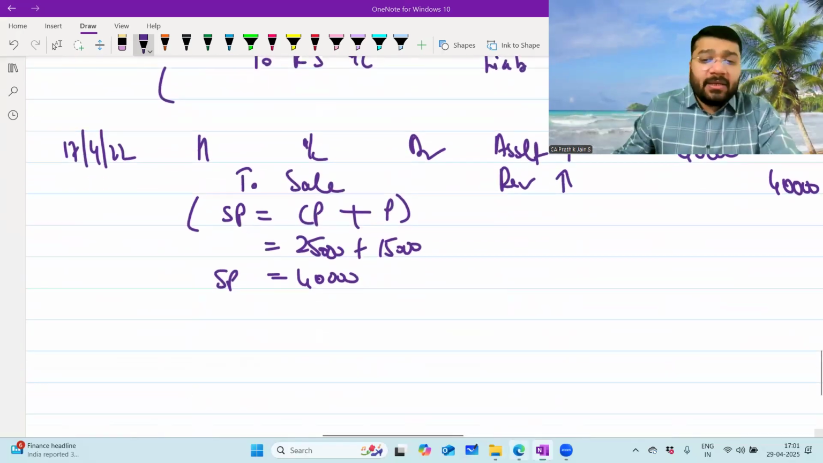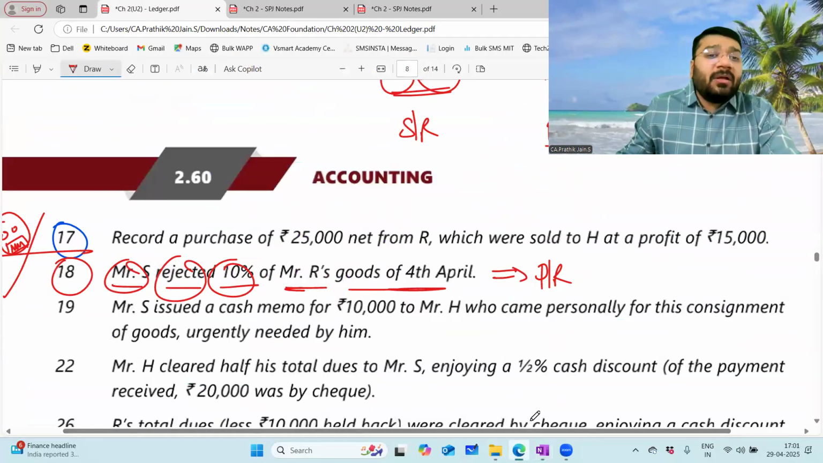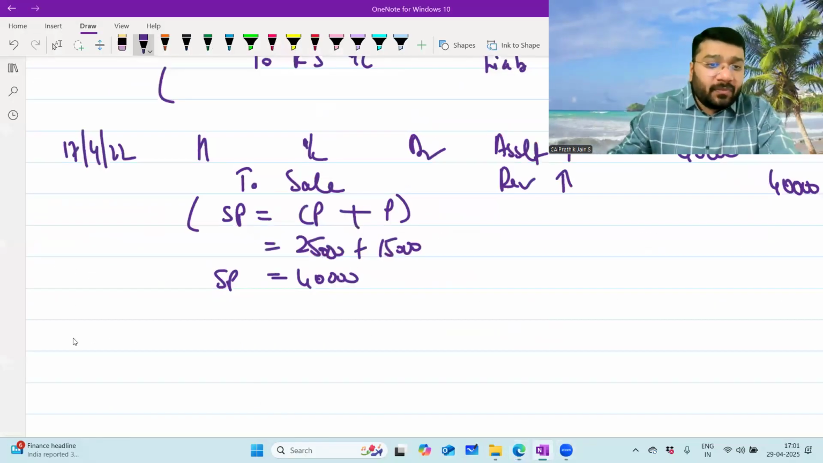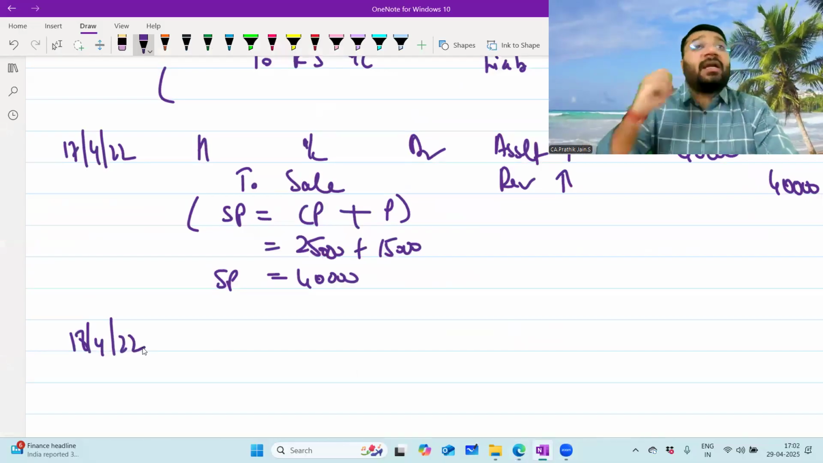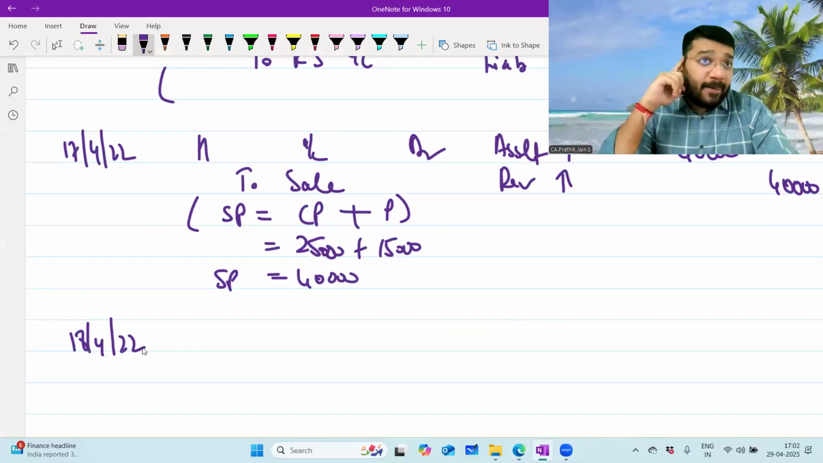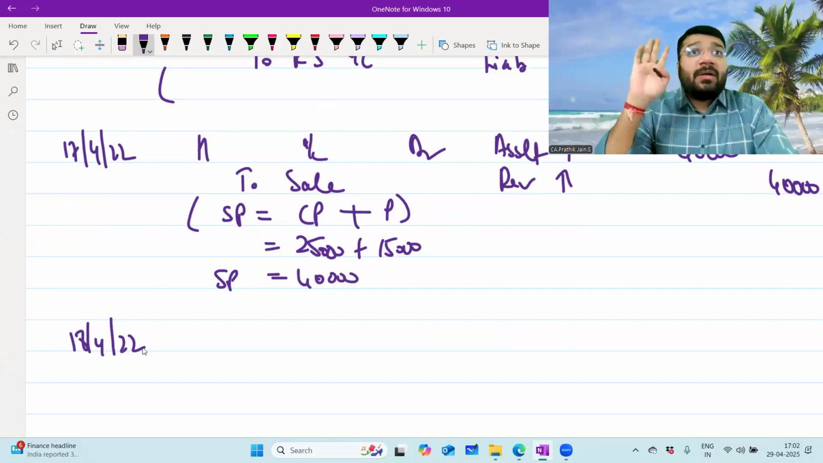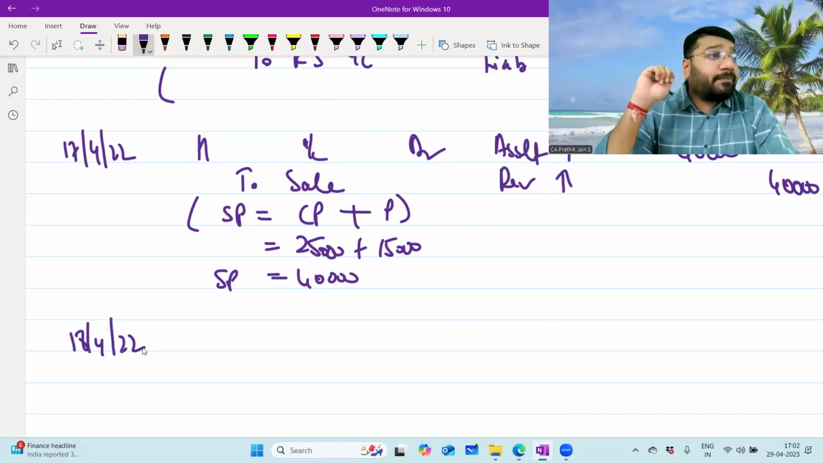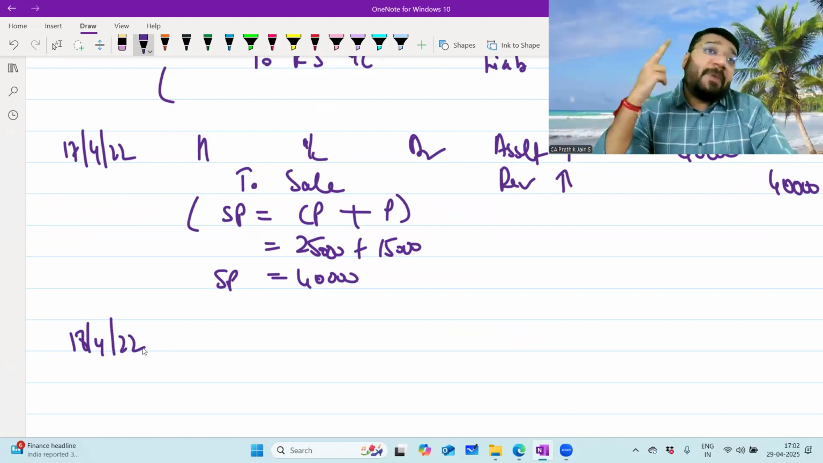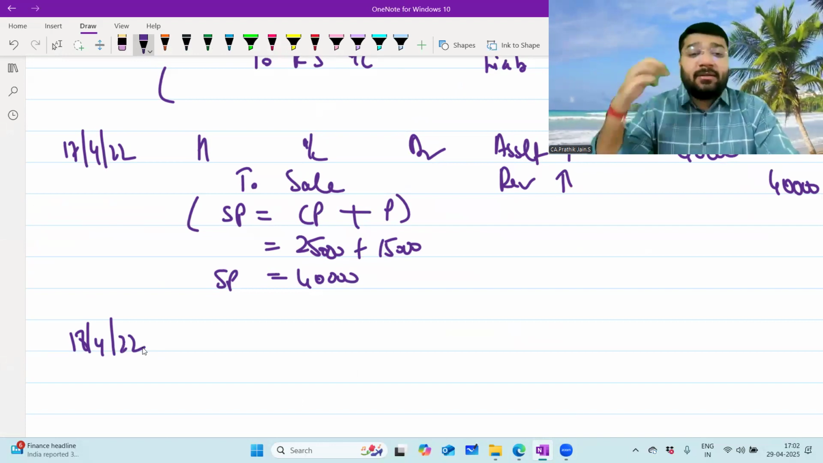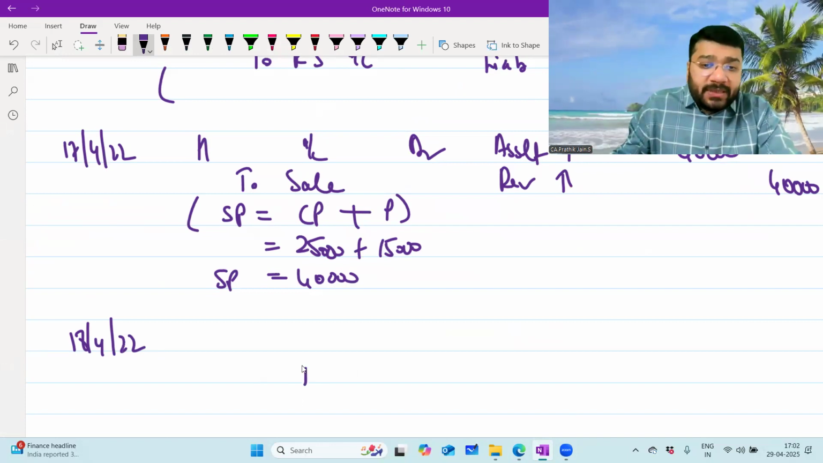Now what is happening? Sir, on 18th April, we rejected the goods that we purchased from R on 4th April. So 18th of April 22. What is the journal entry for purchase return? Purchase return belongs to which family? Purchase family. To increase purchase, debit. To decrease purchase, credit. So I have to credit purchase return here. To purchase return.